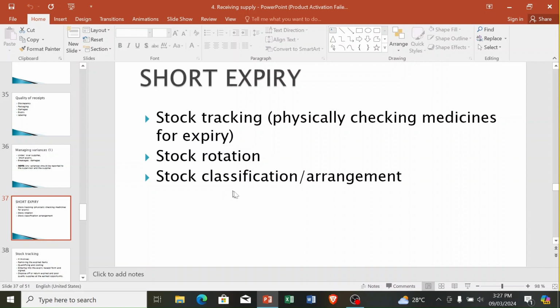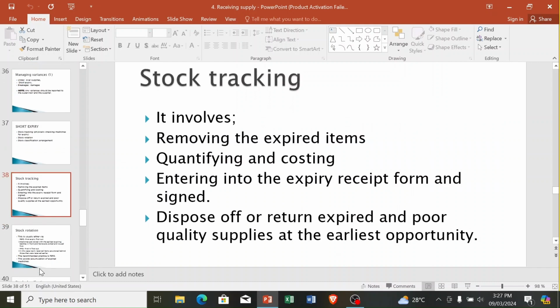Okay, and then we have stock classification and arrangement. Stock classification, we arrange the stock so that we know where to find what. We can arrange them in alphabetical order. We can arrange them through a therapeutic effect. We can also arrange them in their dosage forms, different dosage forms.